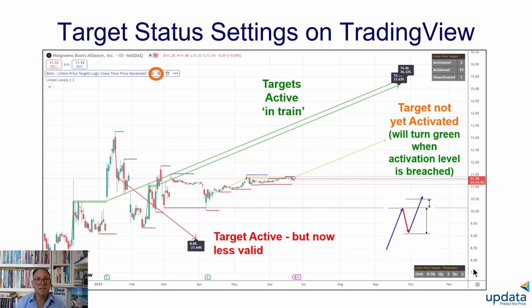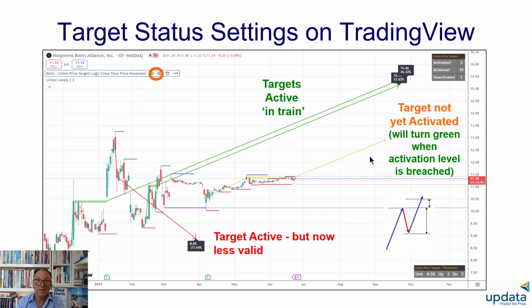Now, the target status in TradingView, you can actually go and see these in the settings, but these targets are in train. This is a target not yet activated. If we move above the activation level, which is 1 unit higher than the top of where the target was generated, this will turn green. And normally you should wait for a target to be activated.